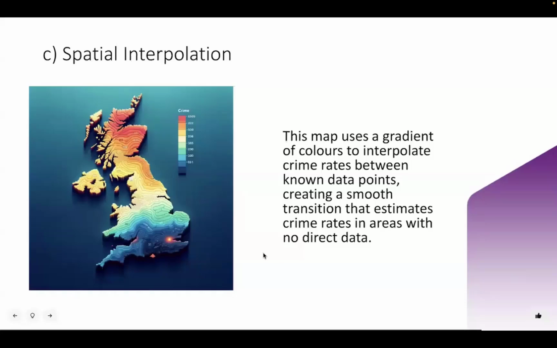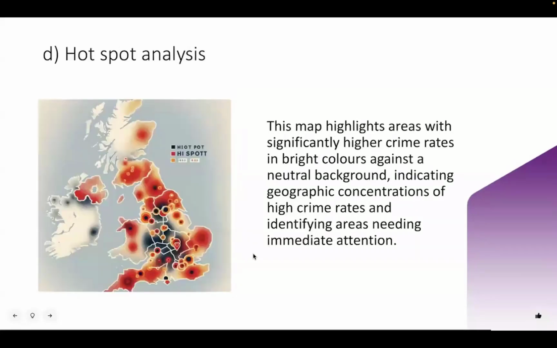And the last one that we have briefly spoken about is, of course, our hotspot analysis. This map highlights areas with significantly higher crime rates in bright colours against a neutral background, indicating geographic concentrations of high crime rates and identifying areas needing immediate attention. Now, I won't speak too much about this because it uses what we know as kernel density estimation, or again, the local Moran's I.